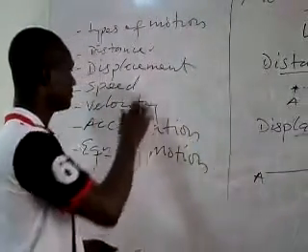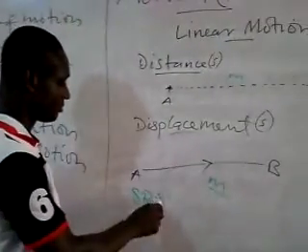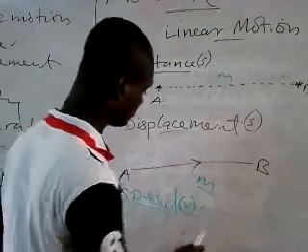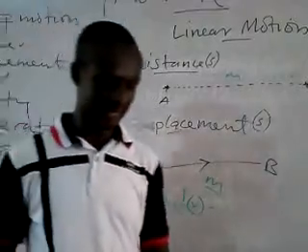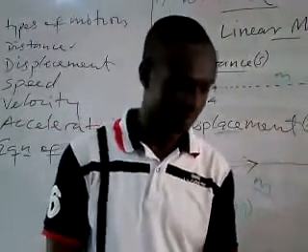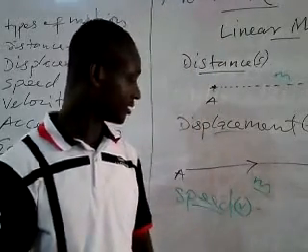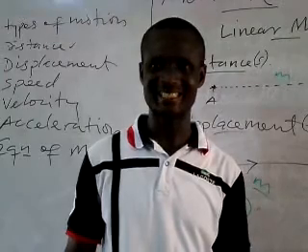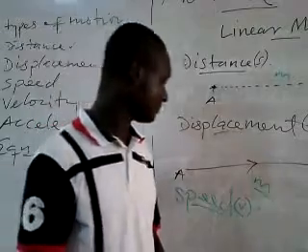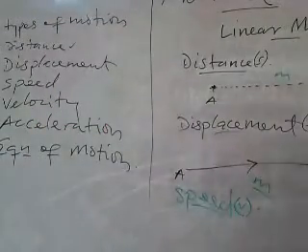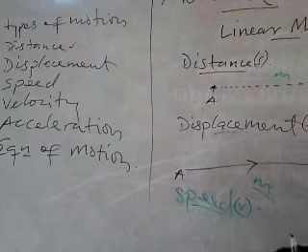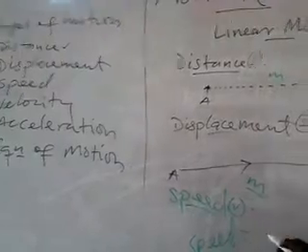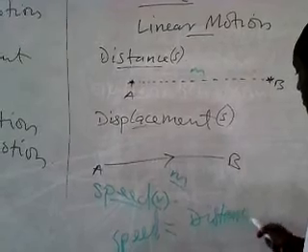Now, let's also talk about speed. Speed is the distance traveled with respect to time. So speed represents distance traveled with respect to time. You can write speed to be equal to distance over time.